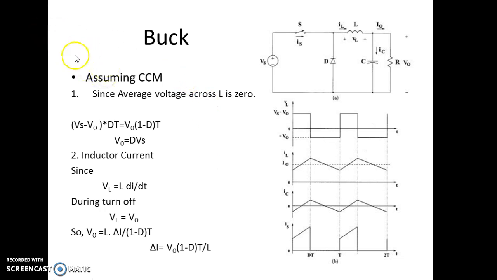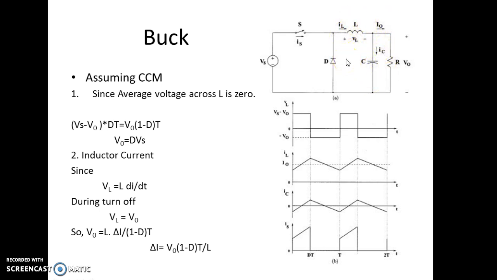Here I am assuming continuous current mode and a purely resistive load. Don't worry, only resistive loads are asked. So the average voltage across this load is V0, and the average current will be I0 is equal to V0 by R. Simple. Now this is the capacitor current. You may say that the L and C are acting as an LC filter.